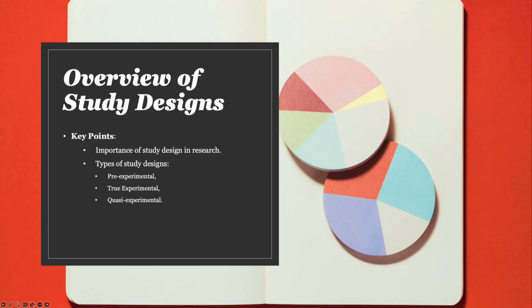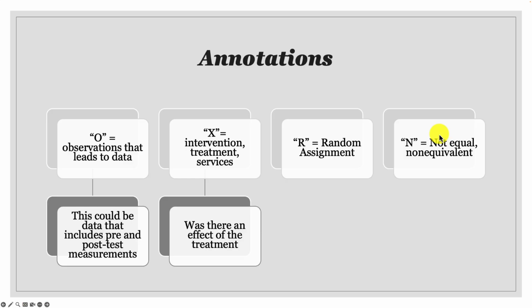But before we dive into it, I want to give you guys some annotations. I'm going to give you some examples that I'm going to put next to the text in my slides, these annotations that I want you to be aware of. So when you see O, that means observation or some sort of data that was collected. For example, there's a lot of research designs where we will do a baseline measurement, which would be an observation, right? We're getting data. And here, let me use this pen. Let me just get this going here.